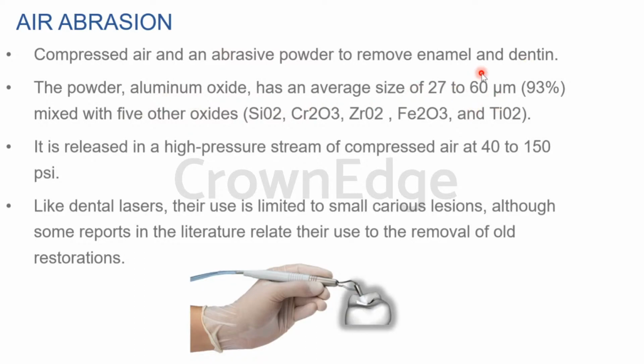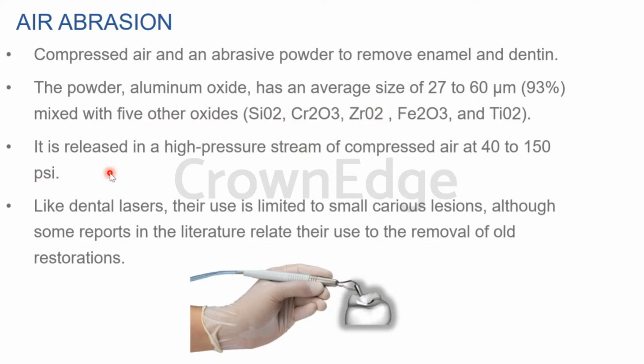As we go higher up in the size of the aluminum oxide particles, the cavity preparation tends to be larger in size, right? So there is lesser control over the precision. It is better to use smaller particles in case we are doing polishing, or micro abrasion for smaller cavities. But for larger cavities, you can go ahead and use 60 micrometer particles, which will help in effective debridement of that area. Also, it is released at a compressed air pressure of 40 to 150 psi. So that is the range of the pressure which is used.